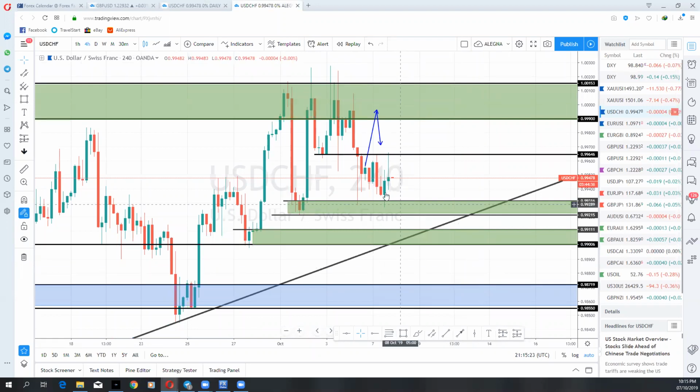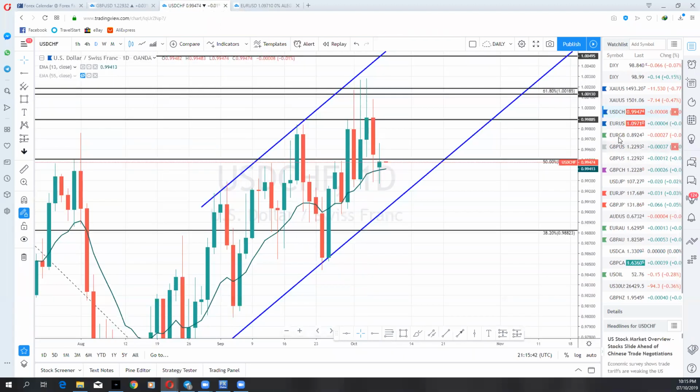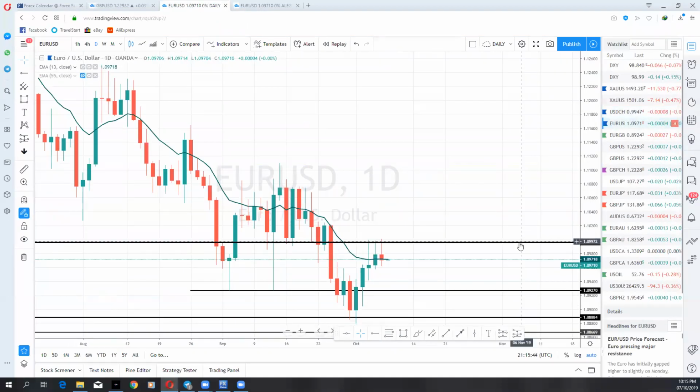Now it's more like still a range. This is a range top, this is a range bottom, and that's just how you play it. Does it have a directional bias? No, I can't see that confidently for now.